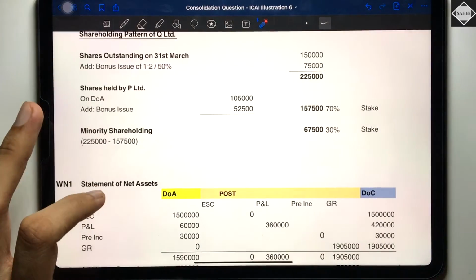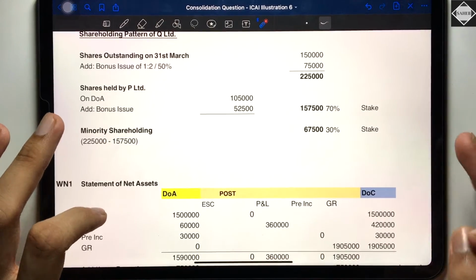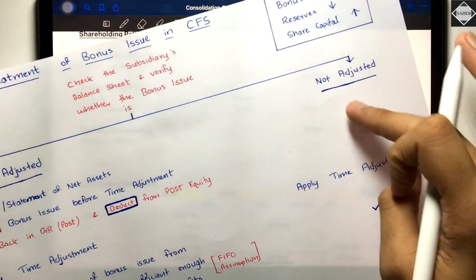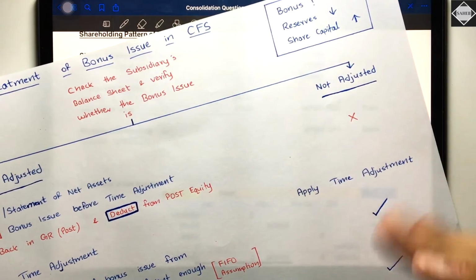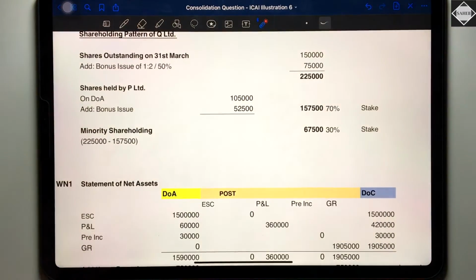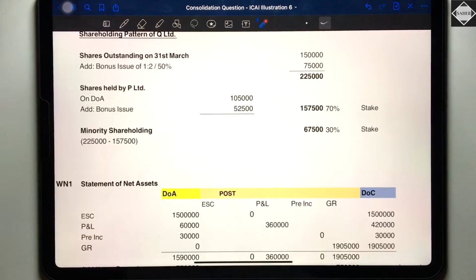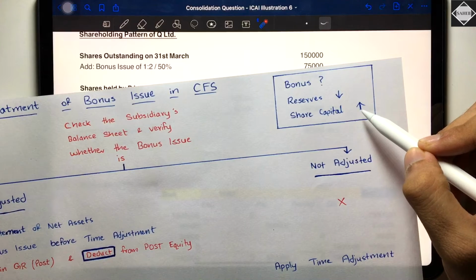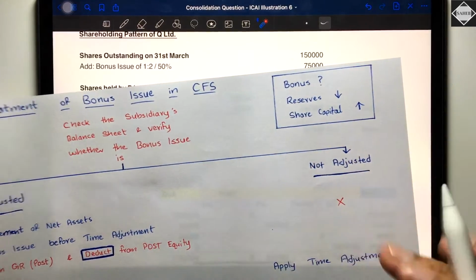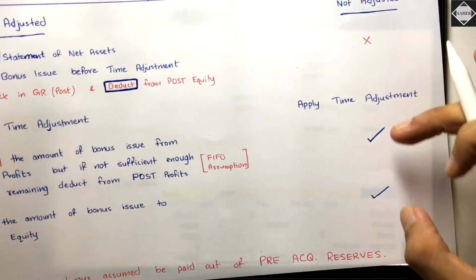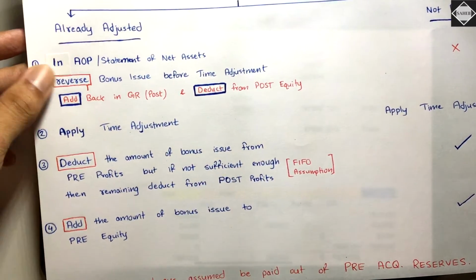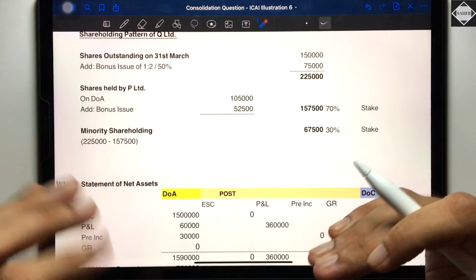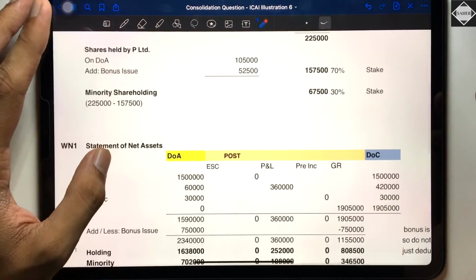It's really simple. We all know bonus is given out of post, and it is not accounted, it is not adjusted. Not adjusted means we will not do reversal of bonus, will not add back. So see what happens because of bonus. Because of bonus, reserves will fall and share capital will increase, right? So we are not going to do reversal of bonus. Directly we'll give the effect in third and fourth step. We'll just consider the bonus. So what we have to do, we have to decrease the reserves and increase the share capital.